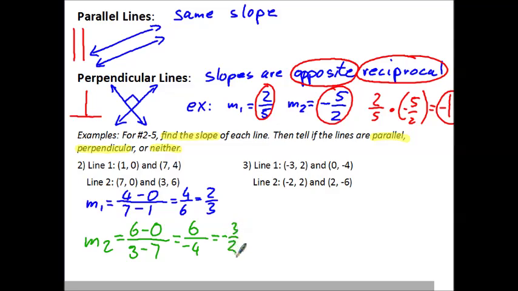-3/2. Let's look at our two answers, 2/3 and -3/2. -3/2 is negative and 2/3 is positive, and they're also flipped fractions. They are opposite reciprocals, which means these two lines are perpendicular. Very good. So let's look at our next example.